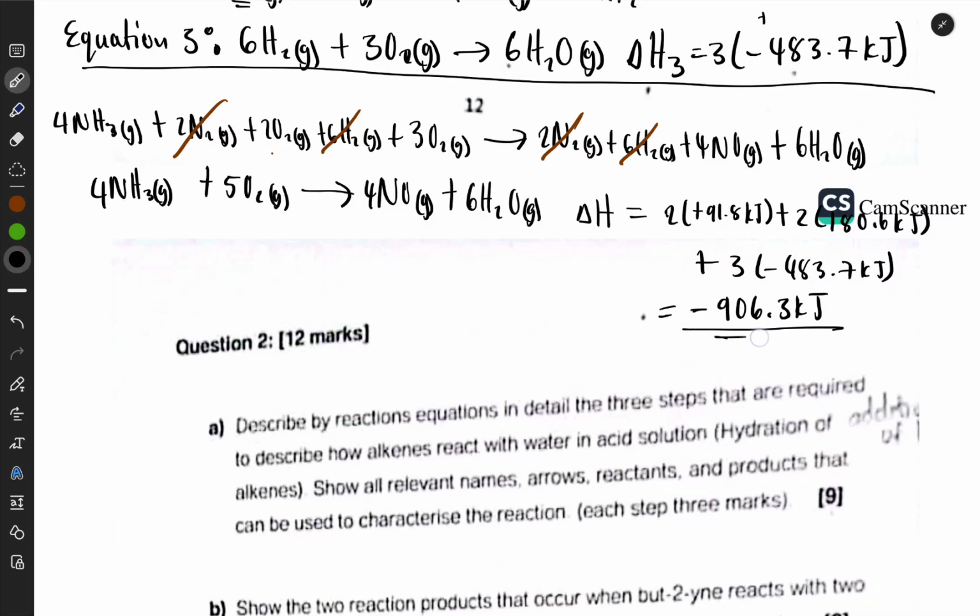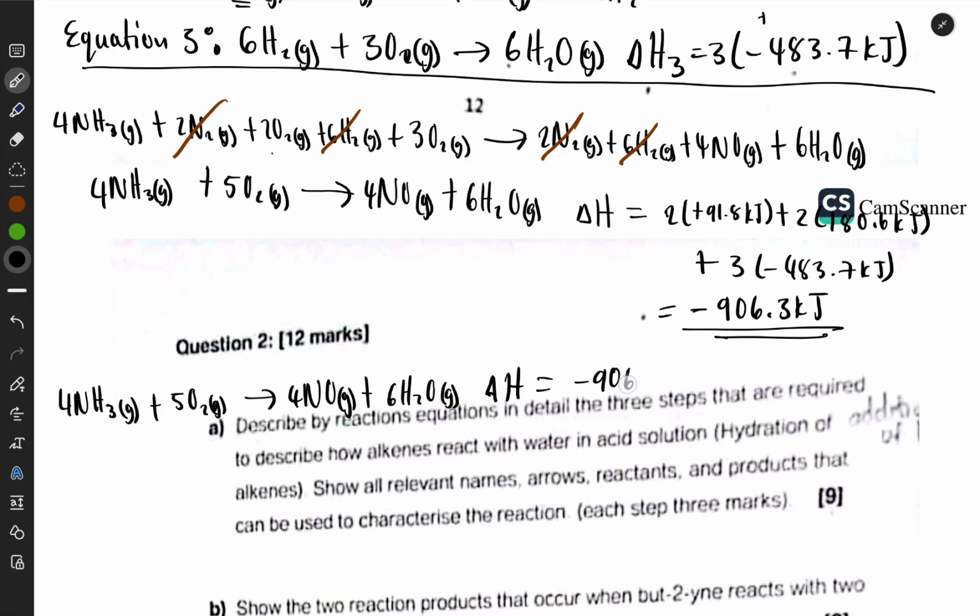So now we've been able to get our delta H, and if we write as a final, we would say 4NH3 gas plus 5O2 gas to give us 4NO gas plus 6H2O gas, and our delta H would be negative 906.3 kilojoules. This would give us the final solution, and you're done.